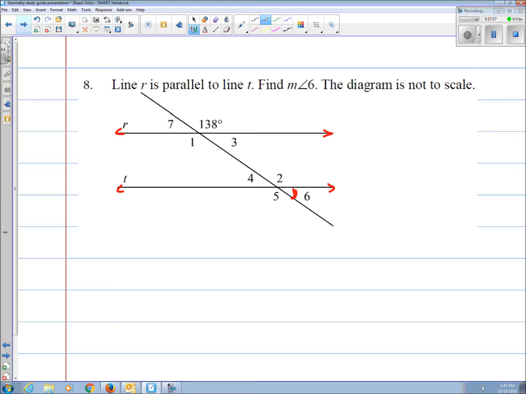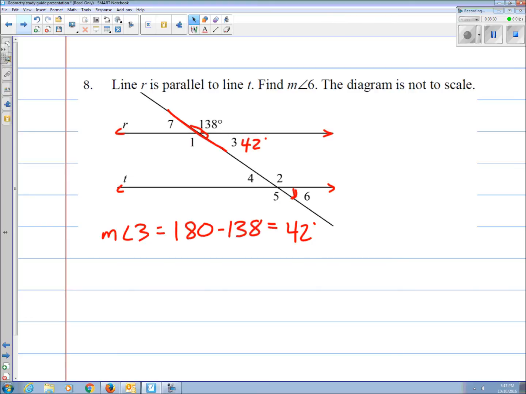So one thing I know is that this 138 right here, this angle, and this angle form what's called a linear pair. And we know that linear pairs are supplementary, which means their measures add to equal 180. So then I can find the measure of angle 3 by simply doing 180 and subtracting the 138. And I find out that that is 42 degrees. So the measure of angle 3 is 42 degrees.